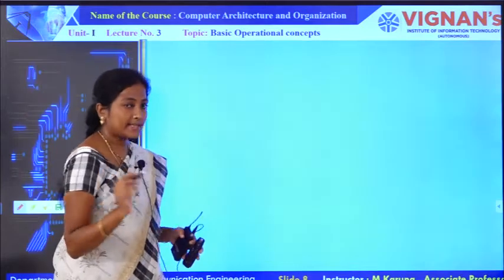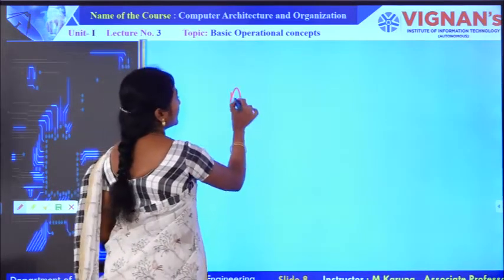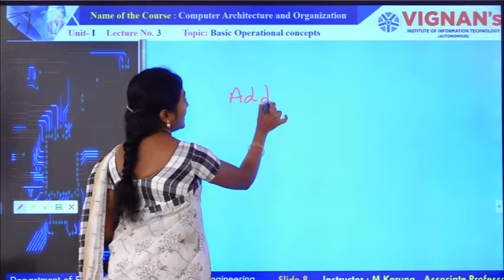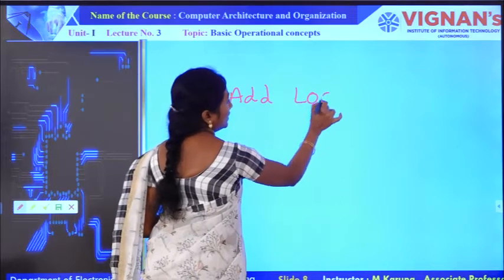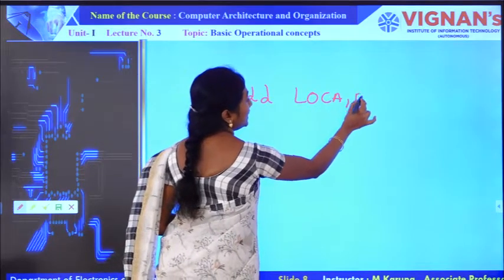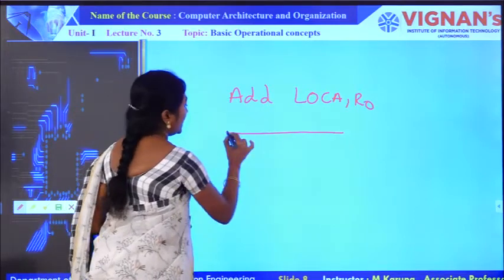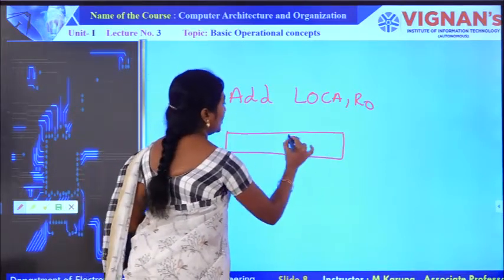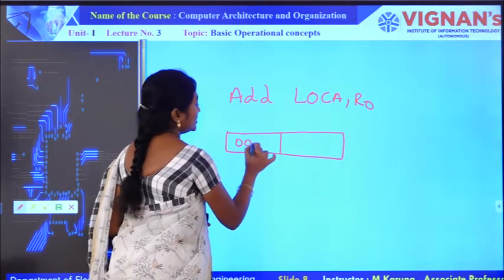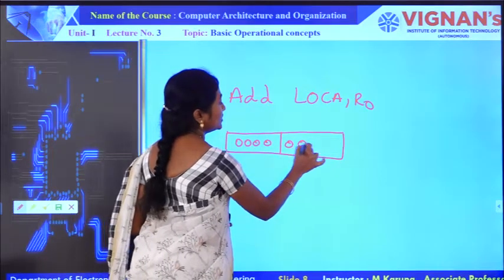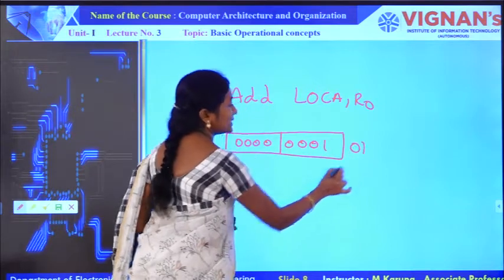Let us see an example. Add LOCA comma R0. Let us take LOCA location 0, 0, 0, 0, 0, 0, 1. The data is 1.